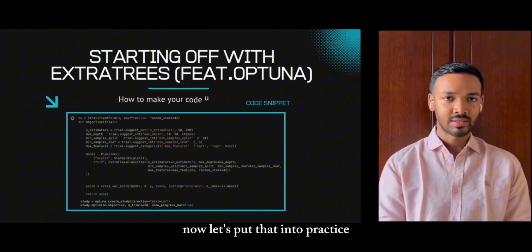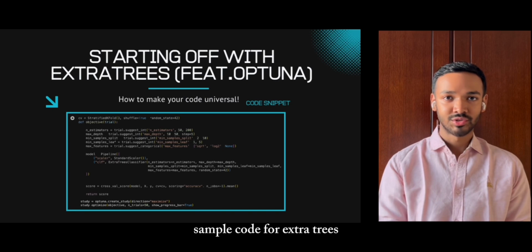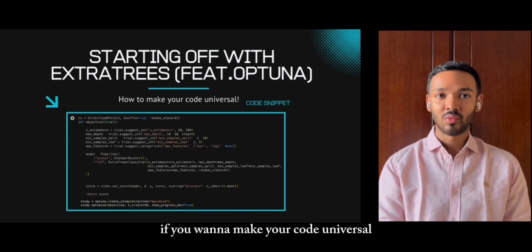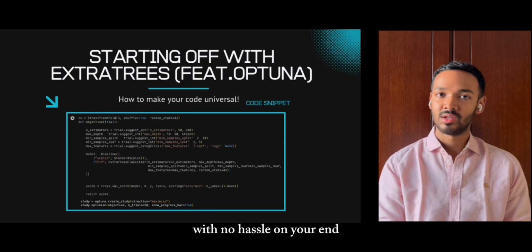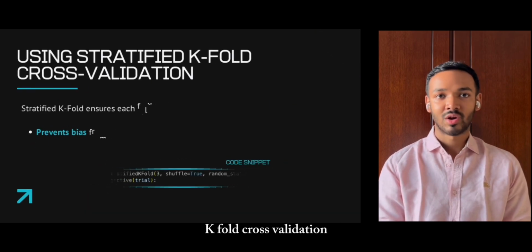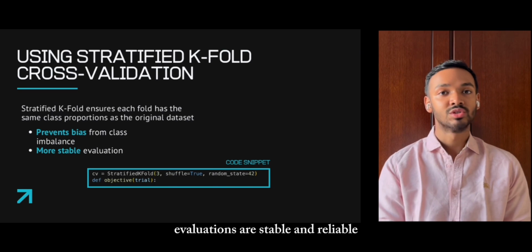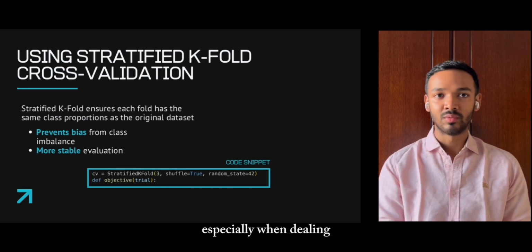Now let's put that into practice. Here's a snippet of sample code for ExtraTrees. Make sure to use Optuna if you want to make your code universal. It automatically searches for the best hyperparameters and gives them to you with no hassle on your end. Also, stratified k-fold cross-validation ensures your model's evaluations are stable and reliable, especially when dealing with imbalanced datasets.